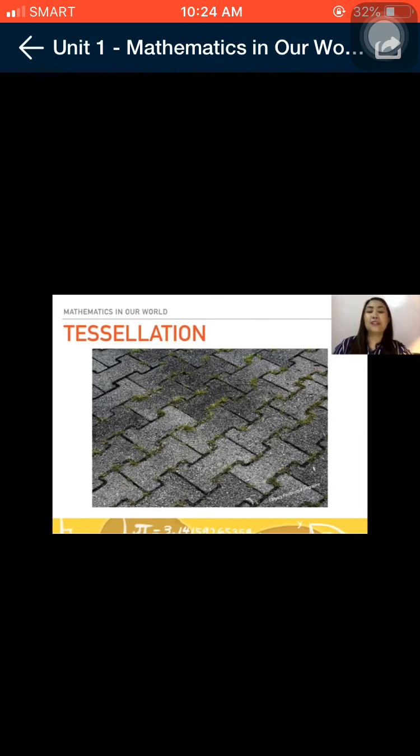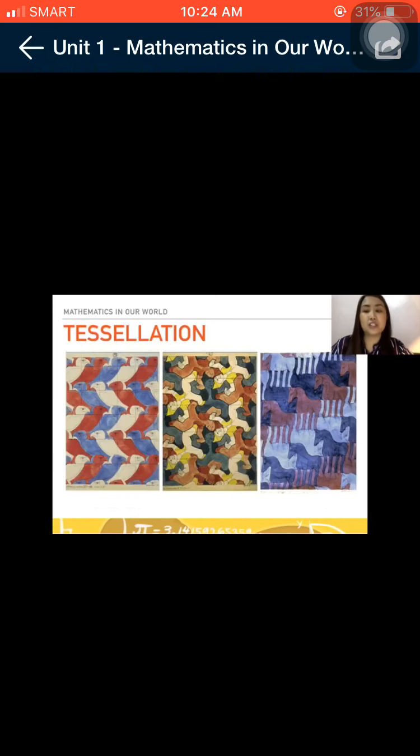But you know, some artists go further. They don't just use simple shapes, they use complex shapes. For example, the one on the left uses birds. The one in the center uses goblins, okay? And the one on the right uses horses. These are amazing, right? Imagine making complex figures fit together.